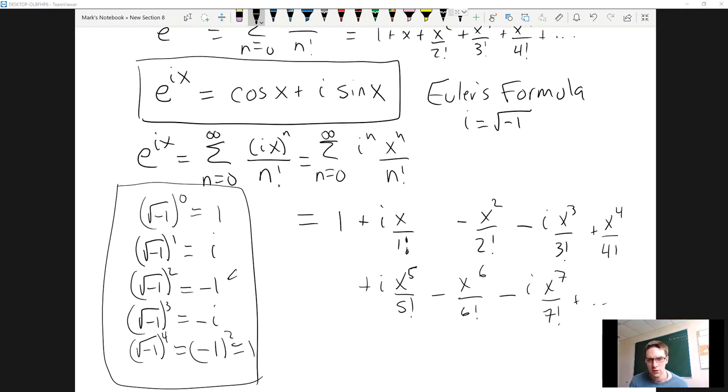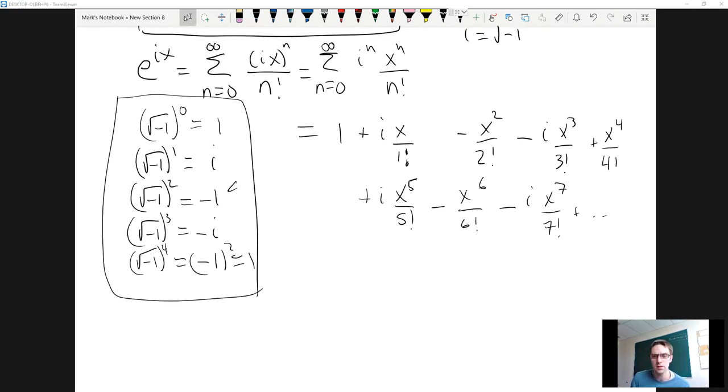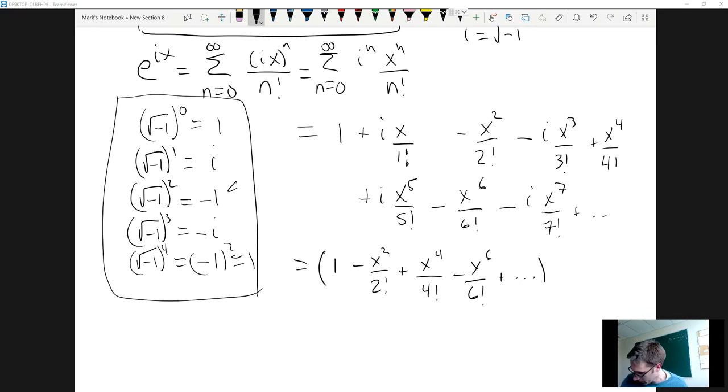Given that this is a convergent series, which we won't prove for the complex numbers, but it is indeed convergent, we can rearrange this a little bit. In fact, it's absolutely convergent. So let's rearrange the terms and group all the terms that have i's together and all the terms that do not. The terms that do not have i's are going to be 1 minus x squared over 2 factorial plus x to the fourth over 4 factorial minus x to the sixth over 6 factorial, and so on. Notice all of the even powers are going to show up there.